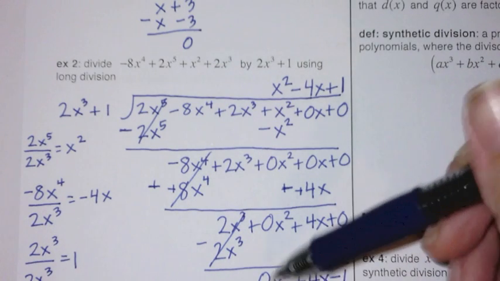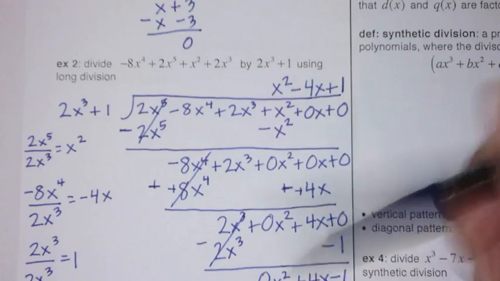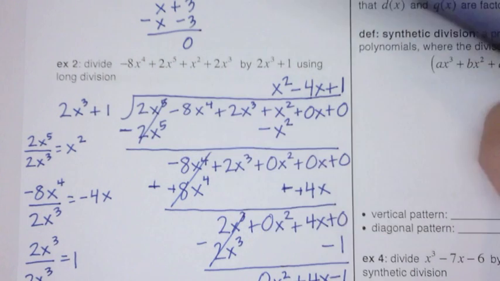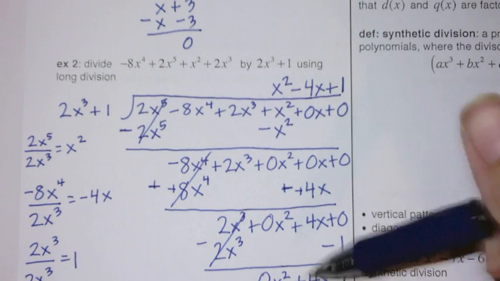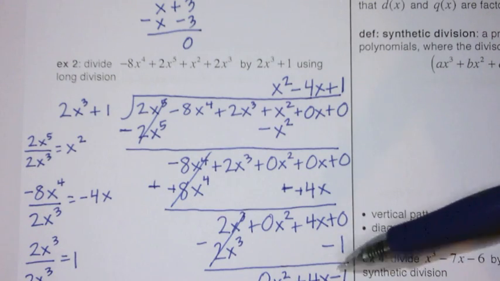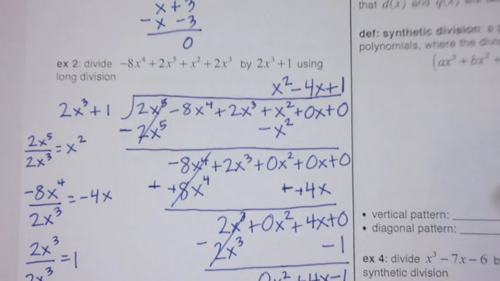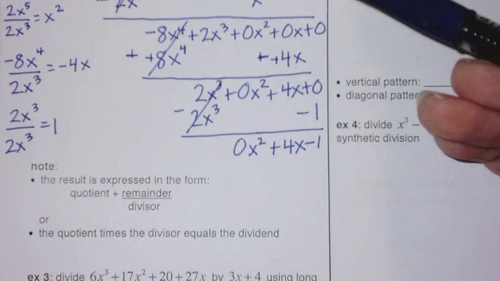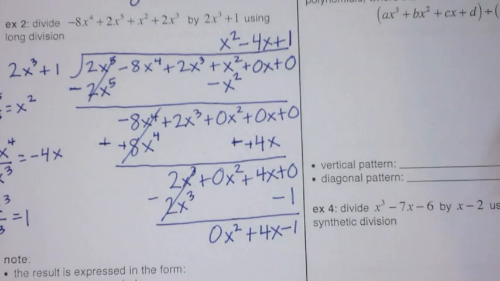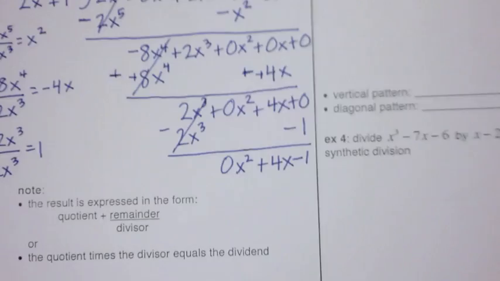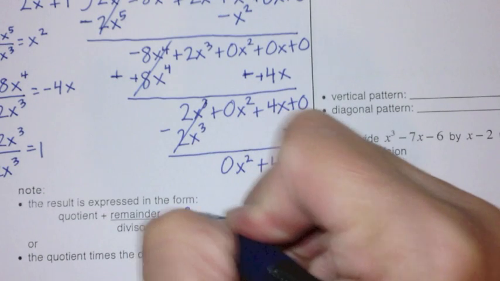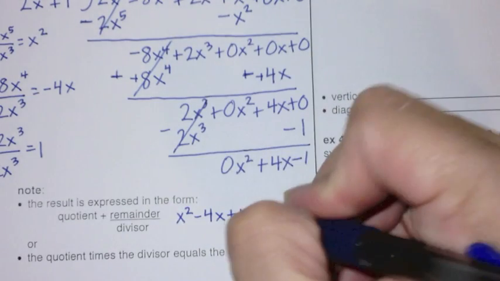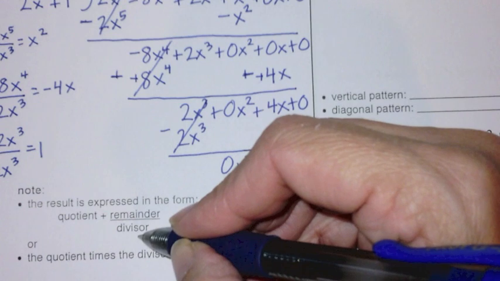Once this number right here becomes less than this number right here, so the degree here is less than the degree here, you're done with the problem. And whatever's left over is your remainder. So you can see in the next little piece it tells us that when we write our answer, we're going to take the quotient, which is up here. So x squared minus 4x plus 1 plus your remainder over your divisor.